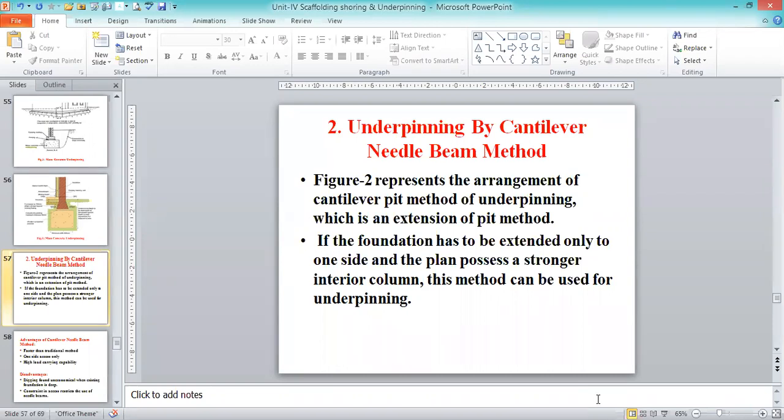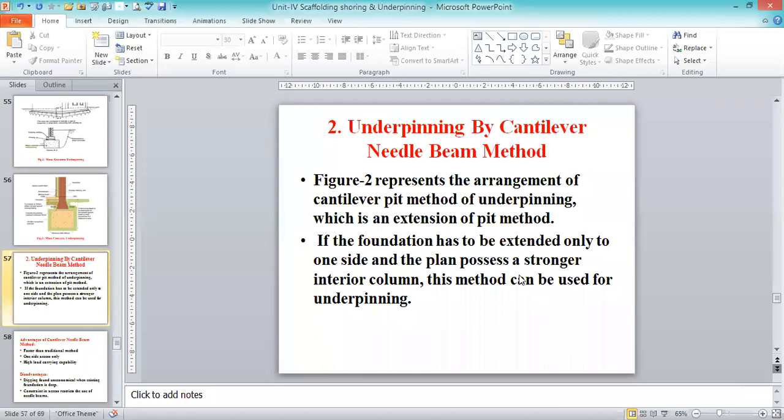If the foundation has to be extended only to one side, as already told, and the plan possesses a stronger interior column, this method can be used for underpinning. The interior column is going to act as a fixed one, and we are going for the beam. We are going to provide a cantilever needle beam. We are going to provide it with the hydraulic jack, and make sure that we go for the trench, and we are going to strengthen the foundation.